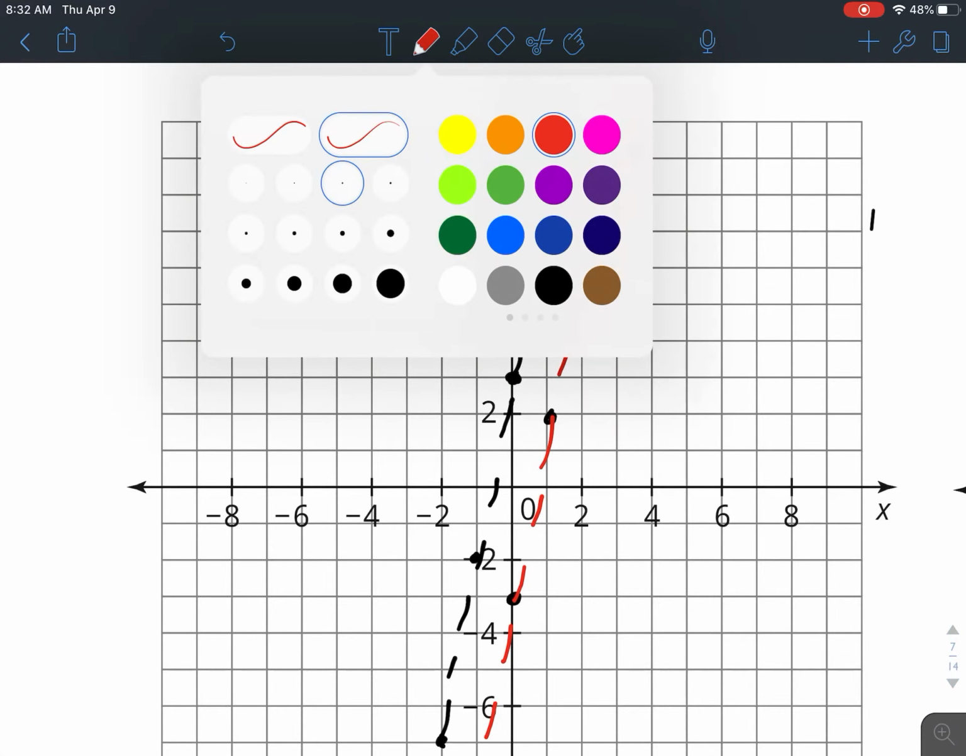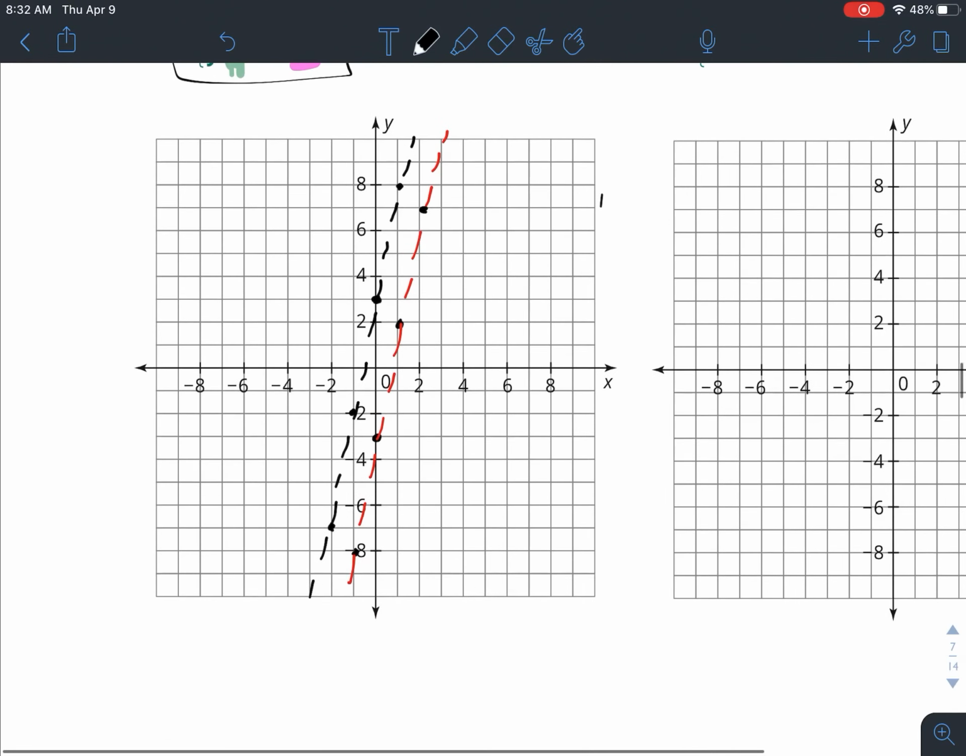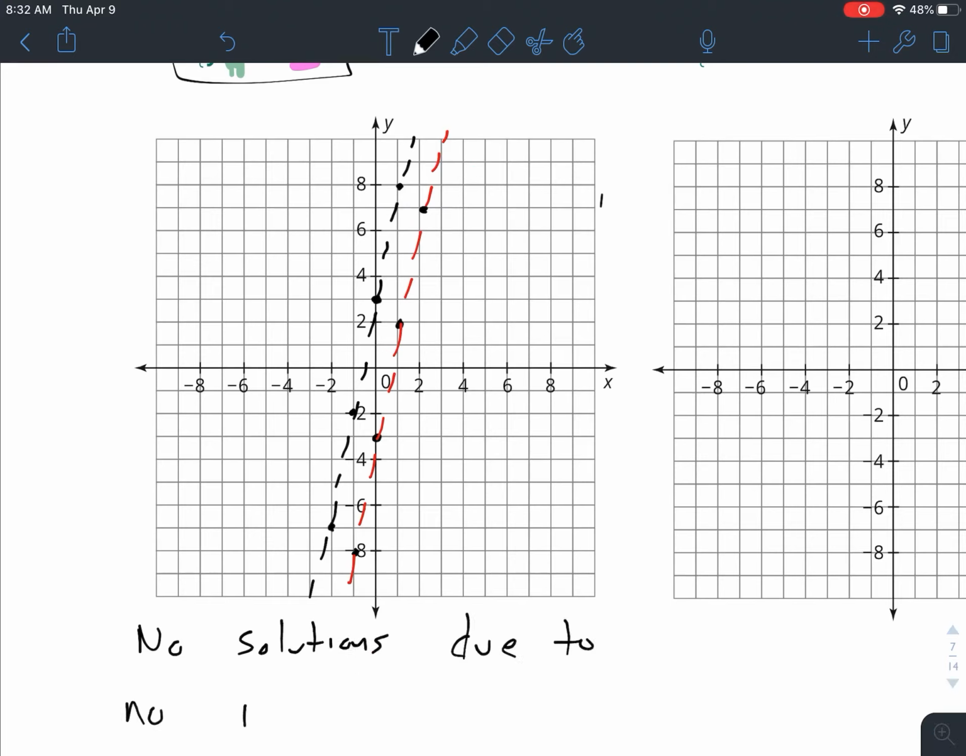Now we graphed already, now we have to find two points that are solutions to the system. Since these do not intersect, you can tell there is no intersection, there are no solutions. So we just say no solutions due to no intersection.